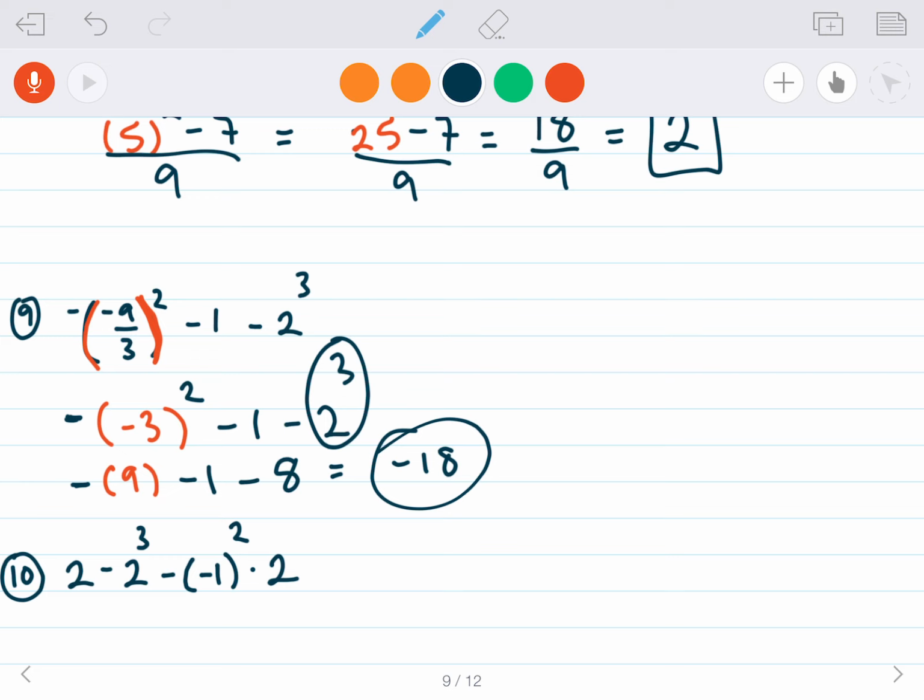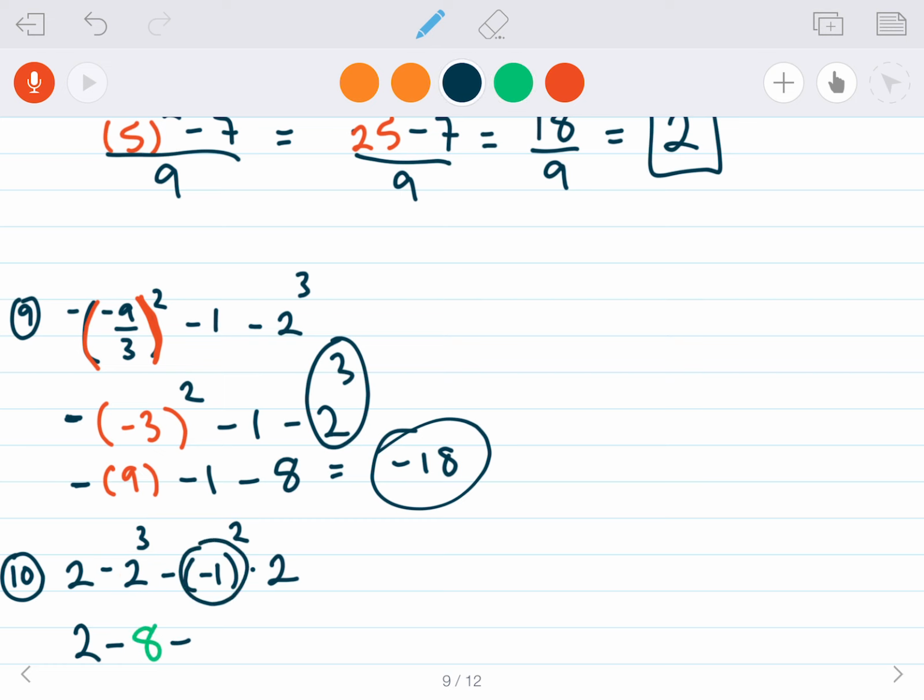We have this mess right here. So the first thing I'm going to do is see if I have any parentheses. I have this parenthesis, but it's kind of attached to the exponent, so it doesn't really count. The next thing I want to do is my exponents. So notice this negative 2 is not in parentheses, so I'm just doing 2 to the third and keeping the negative in front. So this becomes 2 minus, and then 2 to the third becomes 8.